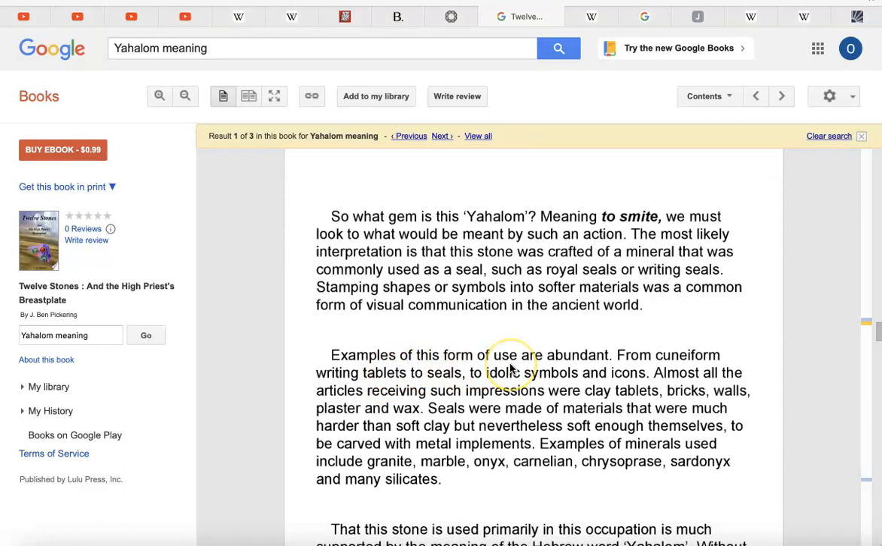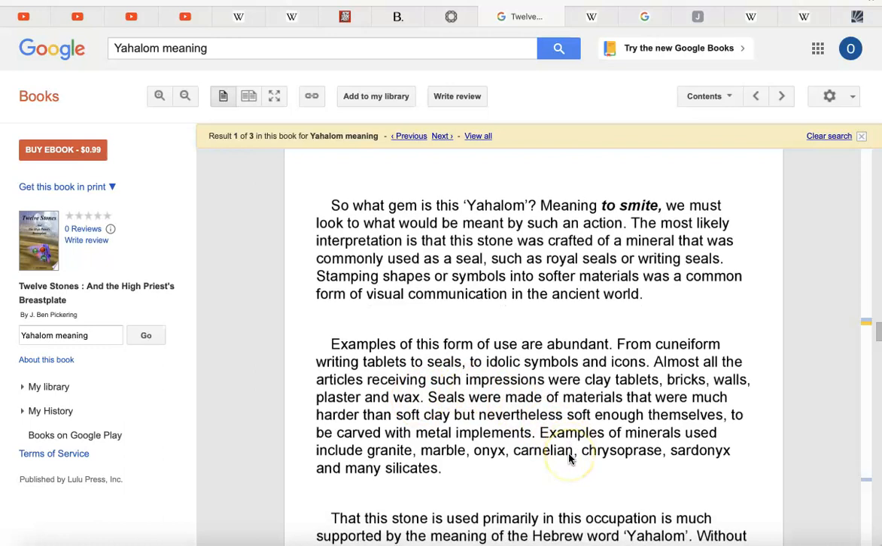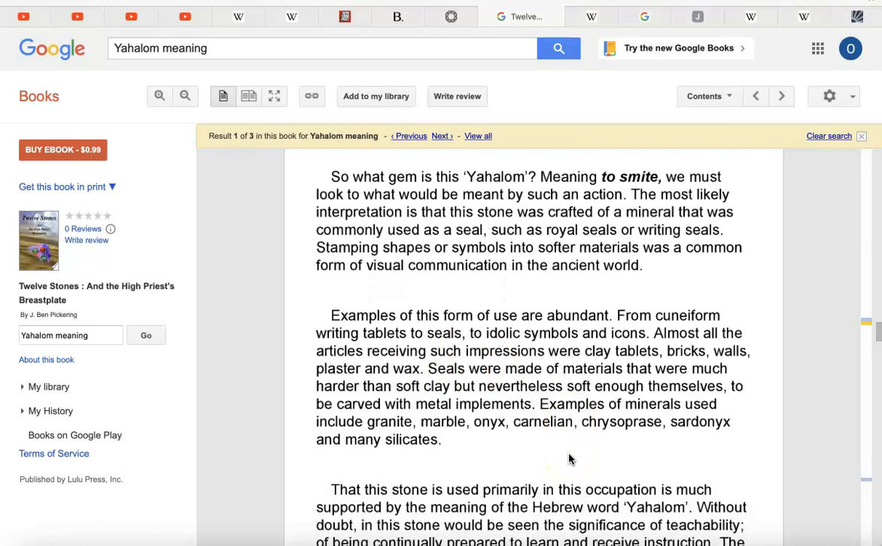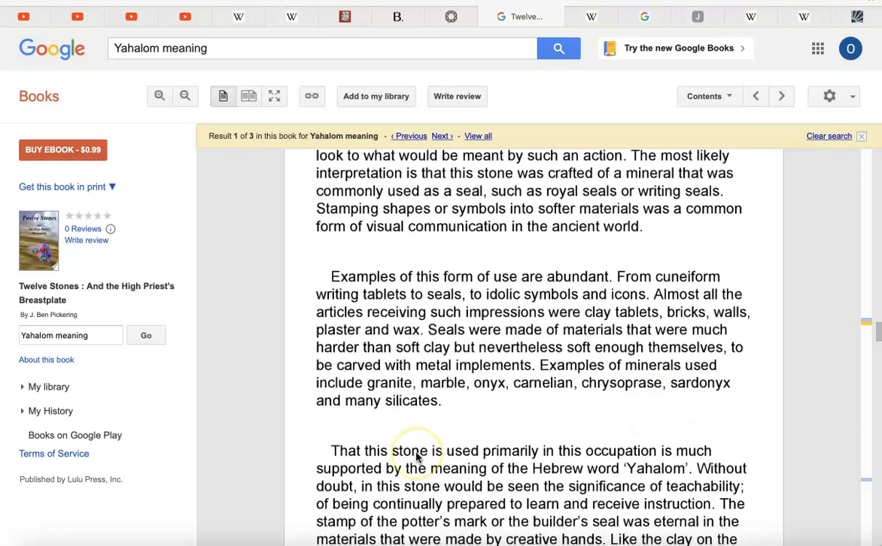Examples of this form of use are abundant, from cuneiform writing tablets, like I just said, to seals to idolic symbols and icons. Almost all the articles receiving such impressions were clay tablets, bricks, walls, plaster, and wax. Seals were made of materials that were much harder than soft clay, but nevertheless soft enough themselves to be carved with metal implements. Examples of minerals used include granite, marble, onyx, carnelian, chrysoprase, sardonyx, and many silicates.